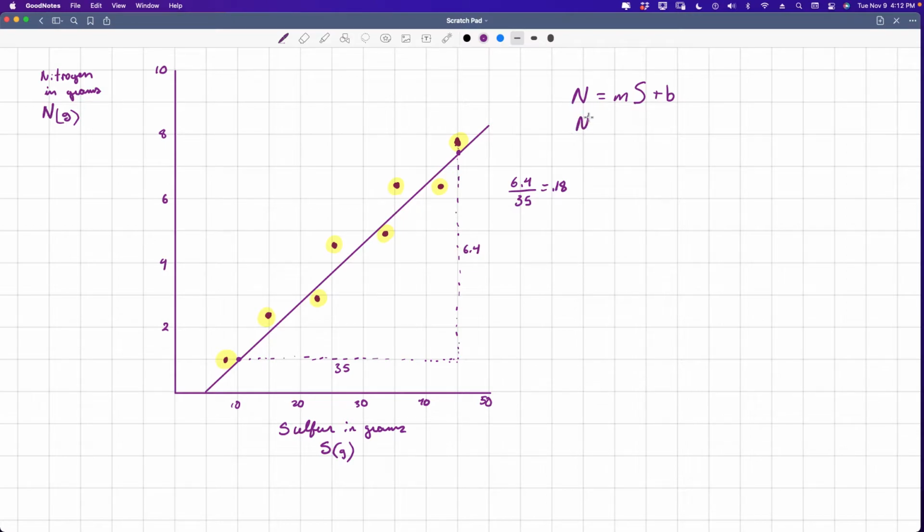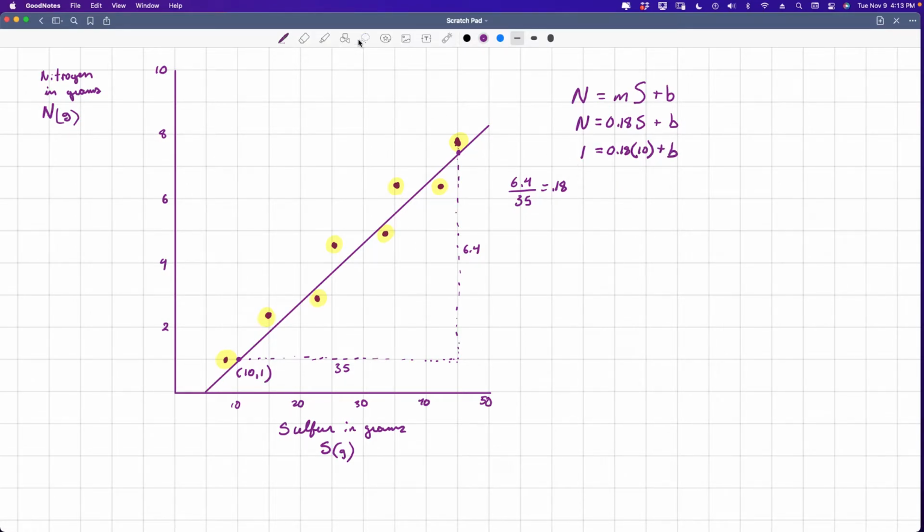We'll say that nitrogen is equal to 0.18 sulfur plus b. And we have our point right here, the point 1 and 10. So it's 10 on the x-axis and 1 on the y-axis. This is 10, 1, so we're going to use that to sub in for our x and y. Nitrogen is 1 and sulfur is 10. So 1 is equal to 0.18 times 10 plus b.